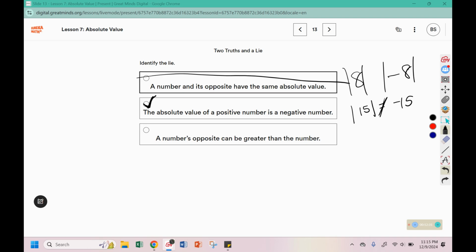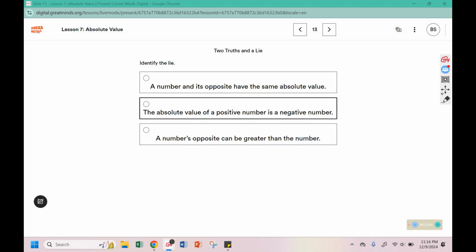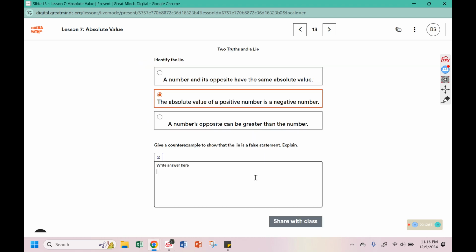Well, a number's opposite. So if we had -10, the opposite of -10 is 10. Can -10's opposite be greater than -10? Yeah, 10 is bigger than -10. So we want to check the second one is the lie. Give a counterexample to show that the lie is a false statement. Explain.